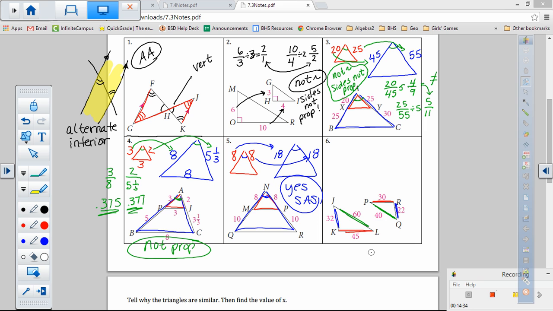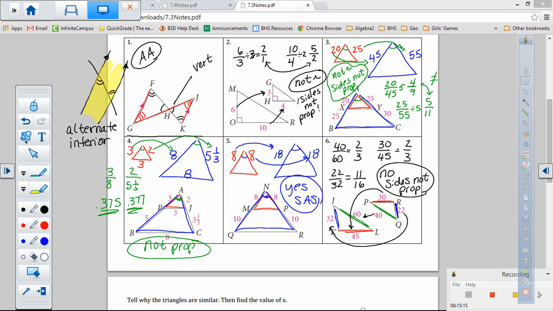Okay, so we have 40 is to 60, okay, which reduces to 2/3. We have 30 is to 45, okay, which reduces to 2/3. And then we have 22 is to 32, which reduces to 11 over 16. So no, because the sides are not proportional.